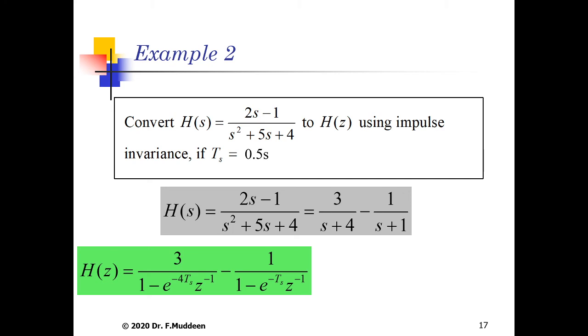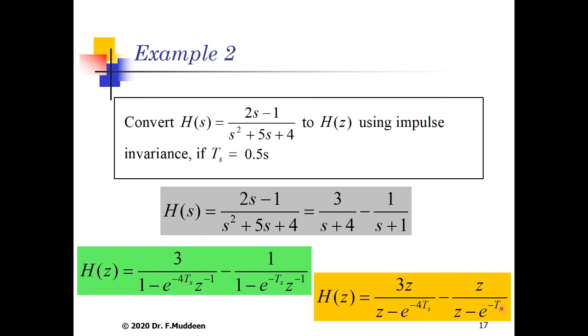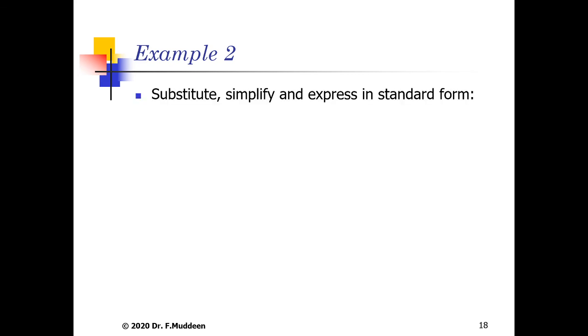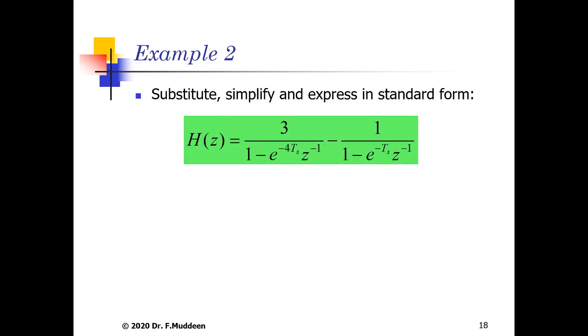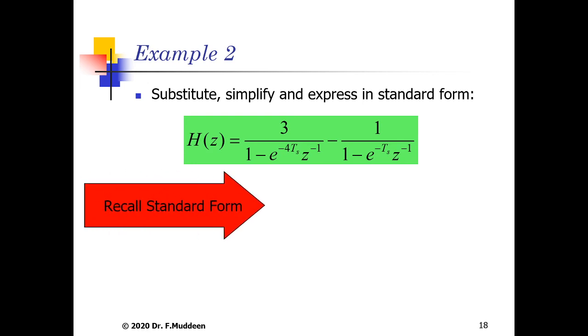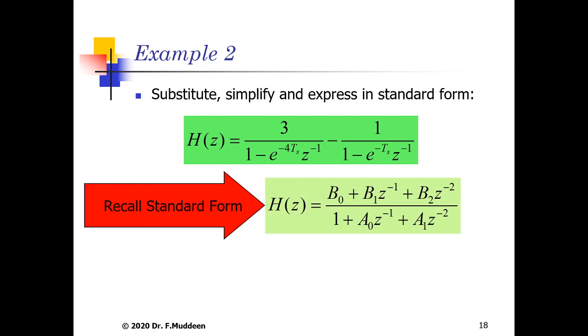If we don't want it in negative powers of z, as we can see here, we can delay the entire expression accordingly by multiplying by z on the numerator and z on the denominator, and we can transform it into positive powers of z here. Once we have H of z here, we basically recall the standard form of H of z in this form here, and we can just cross multiply it accordingly to get back into the standard form.